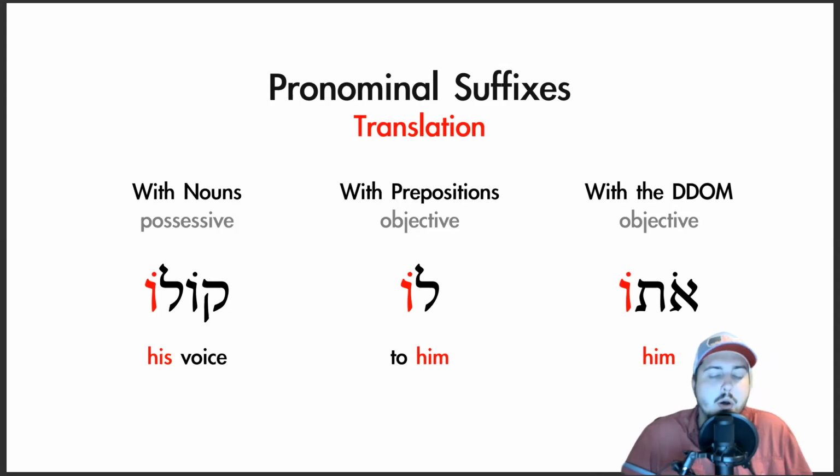Otho, him. Okay, so that's the direct object marker with the third masculine singular pronominal suffix, meaning him. You don't translate the oth, but you translate that pronominal suffix. Okay.